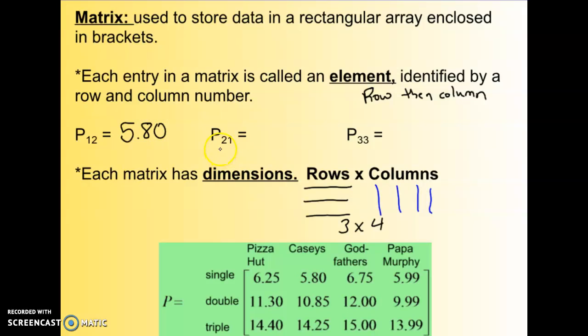Okay, the second one would be row 2 and column 1. Go to row 2, column 1, that would be 11.30. So Pizza Hut's double pizza. And finally, row 3, column 3, that would be the Godfather's one for $15.